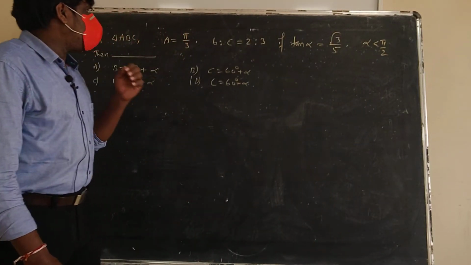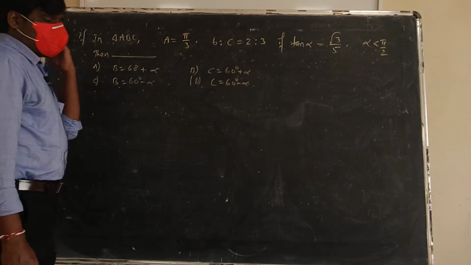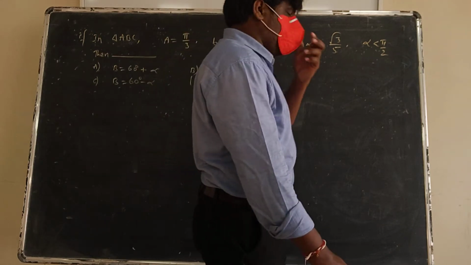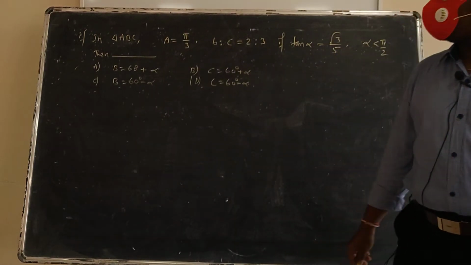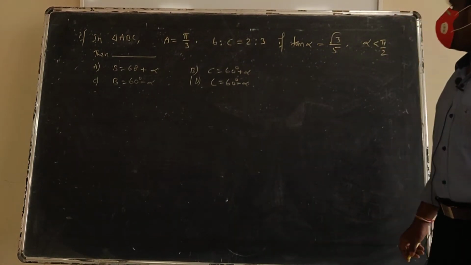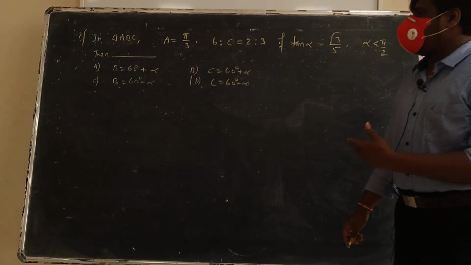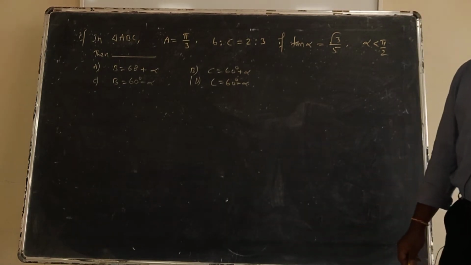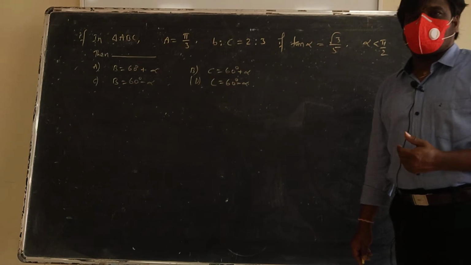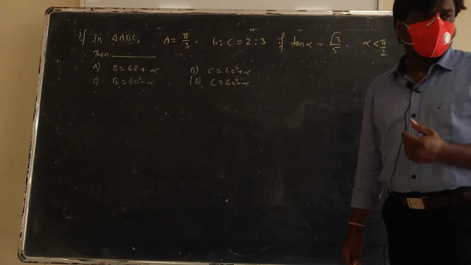Let's start today's lecture. In triangle ABC, angle A is pi by 3, b is to c is equal to 2 is to 3. If tan alpha is root 3 by 5, then you have to find what is the correct option. This is Napier analogy, like the tangent rule already explained.